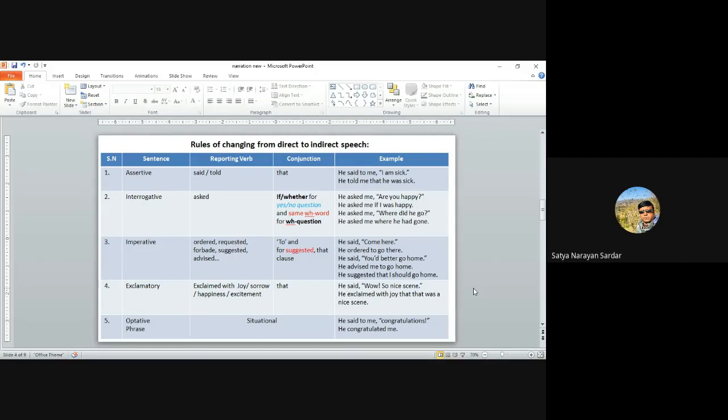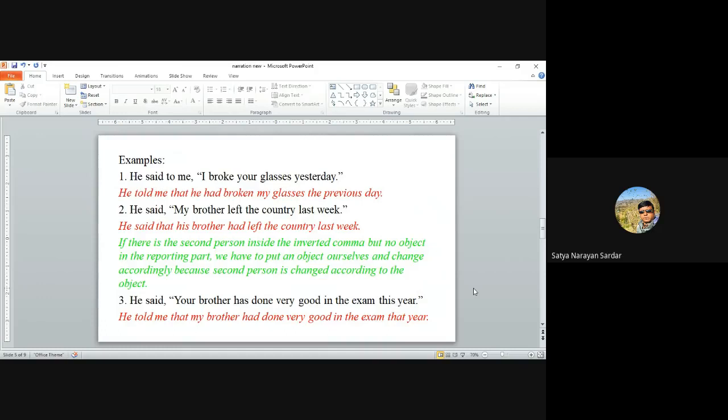If we talk about reporting verb or conjunction, they are situational. For example, he said to me, "Congratulations," means he congratulated me. That means these four types of sentence and one phrase can come inside the inverted comma, and those should be changed according to the rules given in this slide. Let's see some examples.